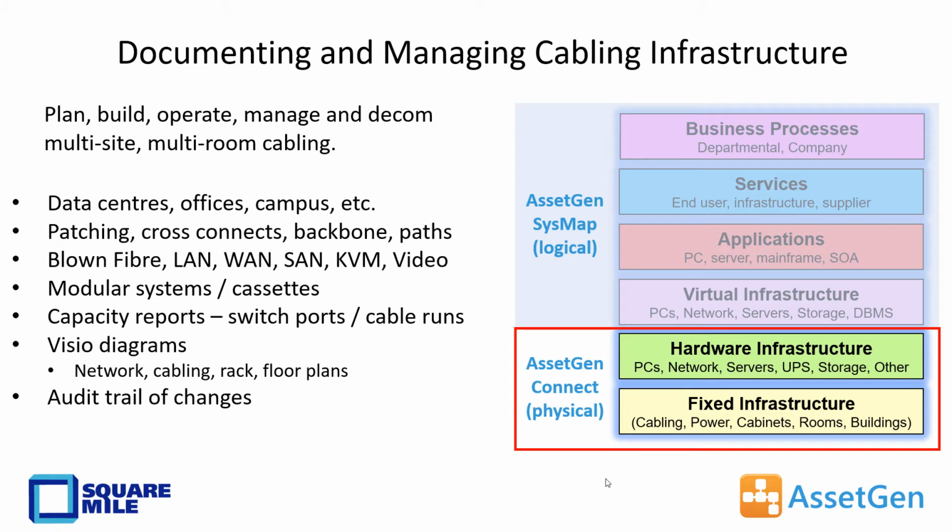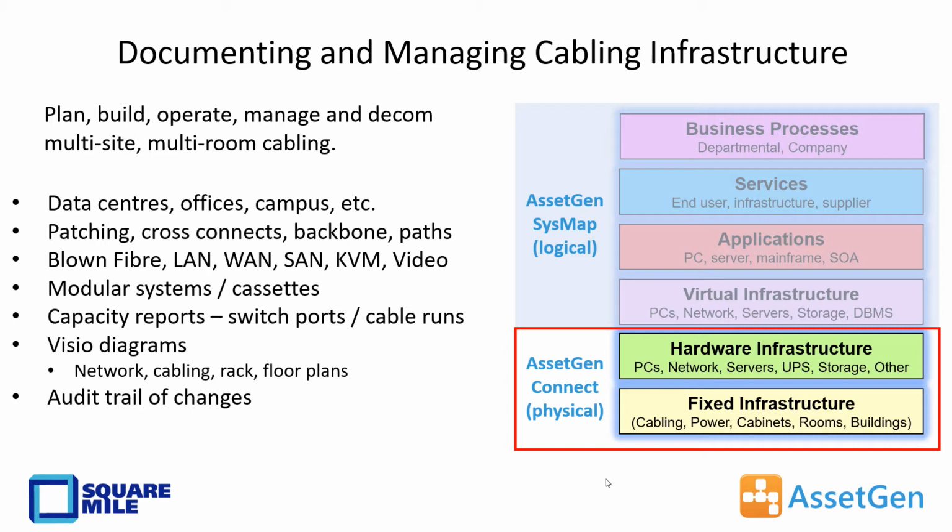I'm here to take you through in this video how we can use AssetGen to document and manage cabling infrastructure. The focus of AssetGen is to do the physical infrastructure, as you can see on the right hand side, and this allows us to plan, build, operate and manage multi-site, multi-room cabling. There's many different types of physical environments such as data centers and offices, but what we aim to do is to cover all the patching, cross-connects, blown fiber, local area, modular systems, and also produce capacity information as to how much cabling infrastructure is available as a resource.